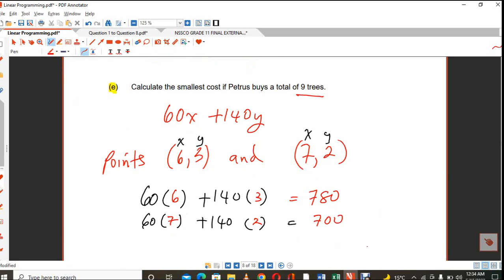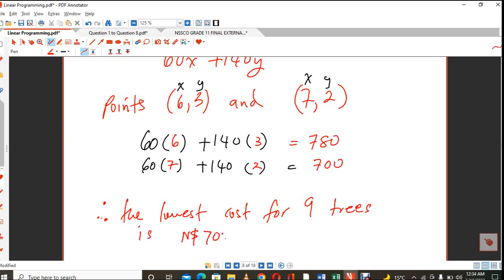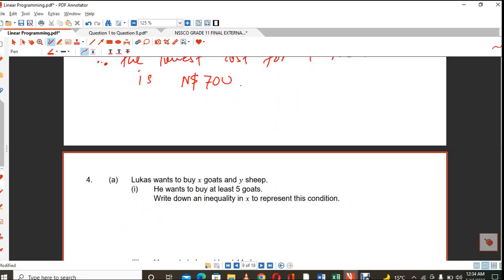So we have then our solution. We say, therefore, the lowest cost for 9 trees is $700 million. Okay, well, that takes care of that particular question.